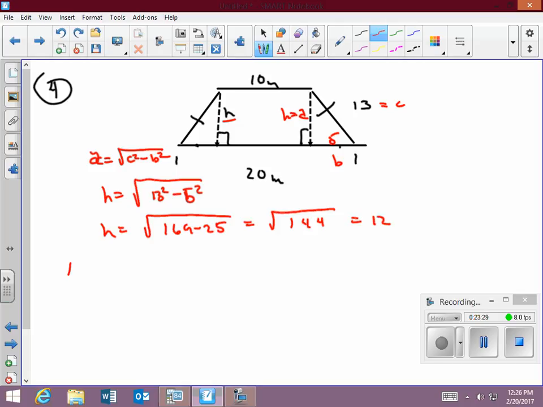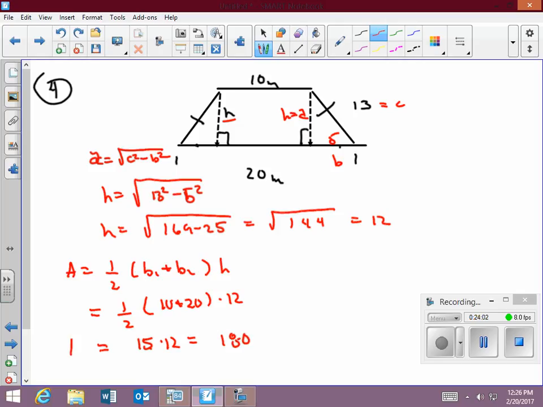So now the area formula is what? 1/2 base 1 plus base 2 times the height. So then it's 10 plus 20 times 12. So that's 15 times 12. Is that 180? Yes. So this is the answer.